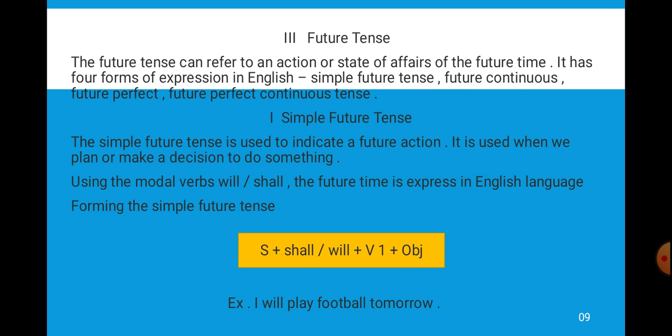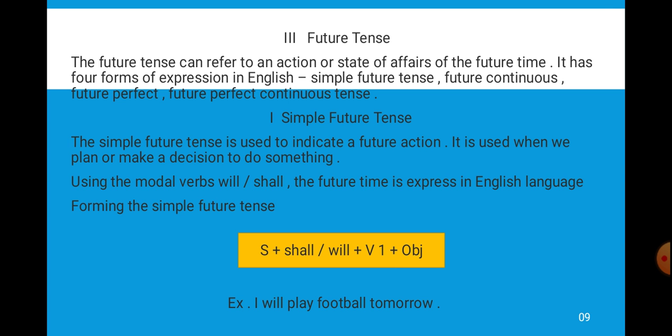Now we are talking about the most important tense, the future tense. The future tense refers to an action or state of affairs in the future time. It has four forms of expression in English: simple future tense, future continuous, future perfect, and future perfect continuous tense. The first one is the simple future tense.